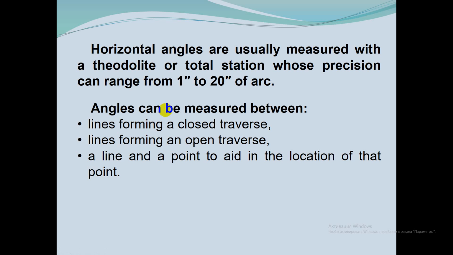Horizontal angles are usually measured with the theodolite or total station, whose precision can range from 1 second to 20 seconds of arc. Angles can be measured between lines forming a closed traverse, lines forming an open traverse, and a line and a point to aid in the location of that point.